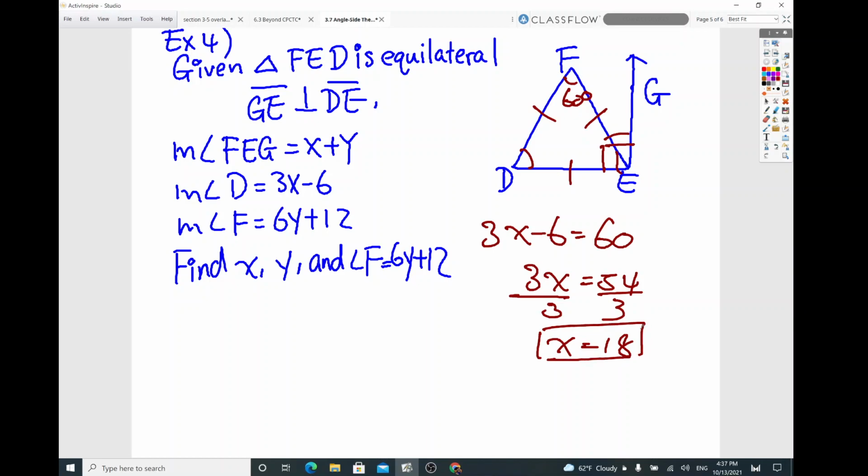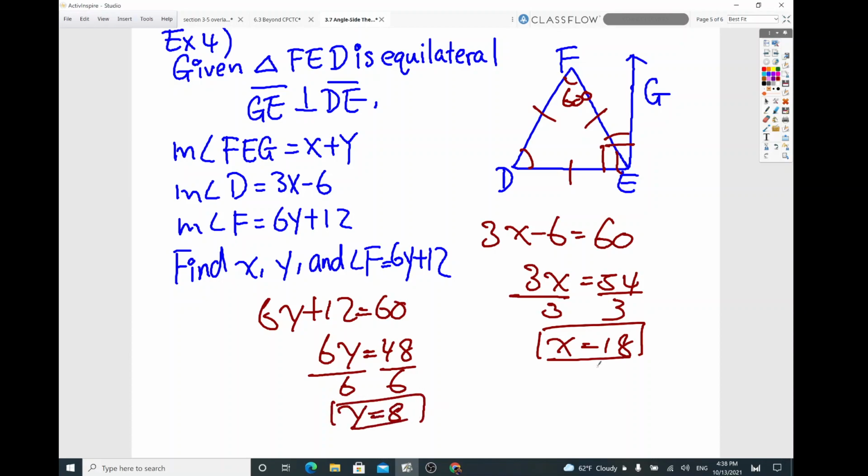Once we solve for x, it looks like we can solve for y, but we need to set up the equation for y. Angle F is 6y plus 12, so that means 6y plus 12 equals 60 degrees, using the equilateral triangle, where the measure of each interior angle is 60 degrees. Subtract 12, so we get 48 divided by 6. So y equals 8. After we solve for x and y, we can solve for angle F, which is 6y plus 12. So 6 times 8 plus 12, so 48 plus 12, then that'll be 60 degrees.